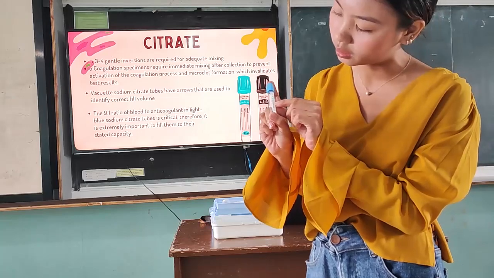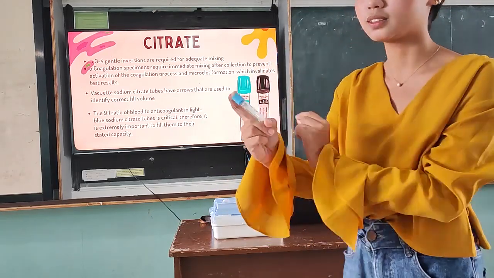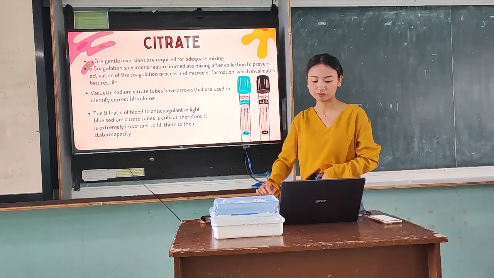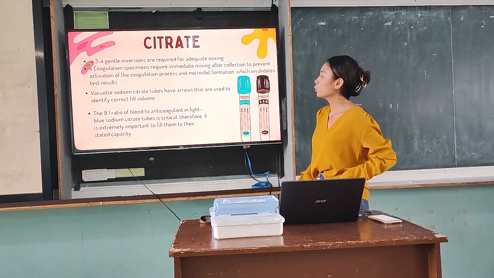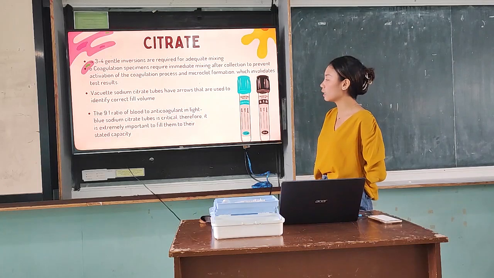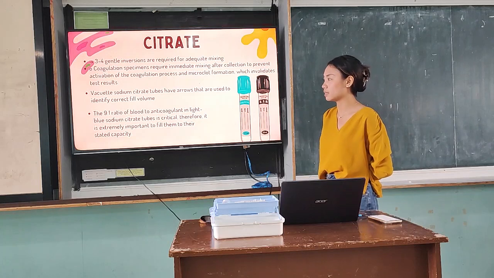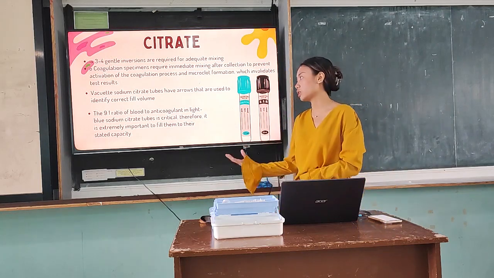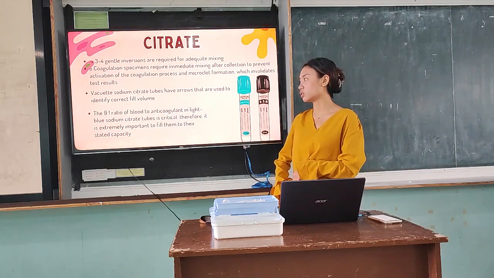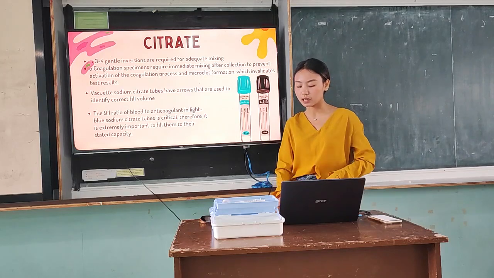So, we have here, as you can see, yung black. The 9:1 ratio of blood to anticoagulant in light blue sodium citrate tubes is critical. Therefore, it is extremely important to fill them to their stated capacity. So, yung ratio is very important kasi once na hindi masunod yung ratio, for example, 8:1 na yung nangyari, magkakaroon siya ng effect dun sa test na gagawin natin.